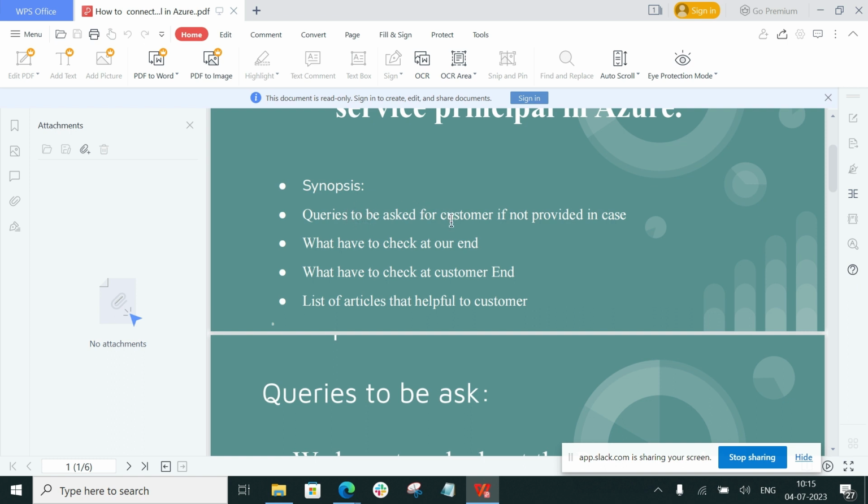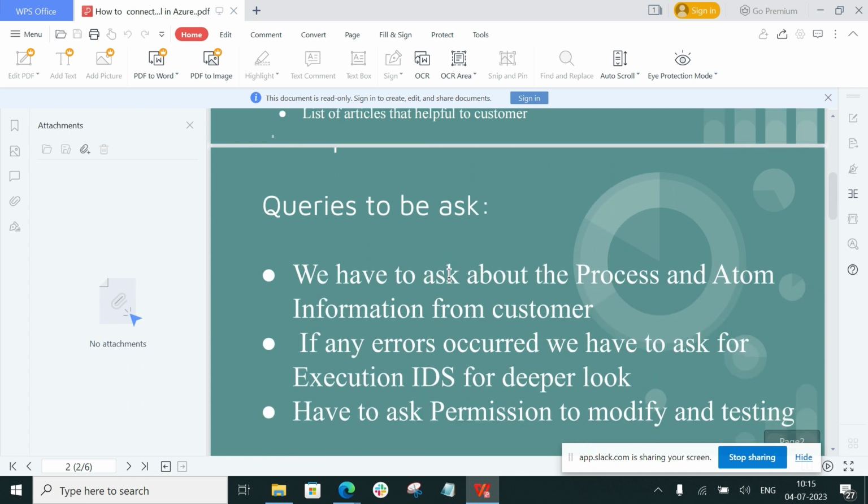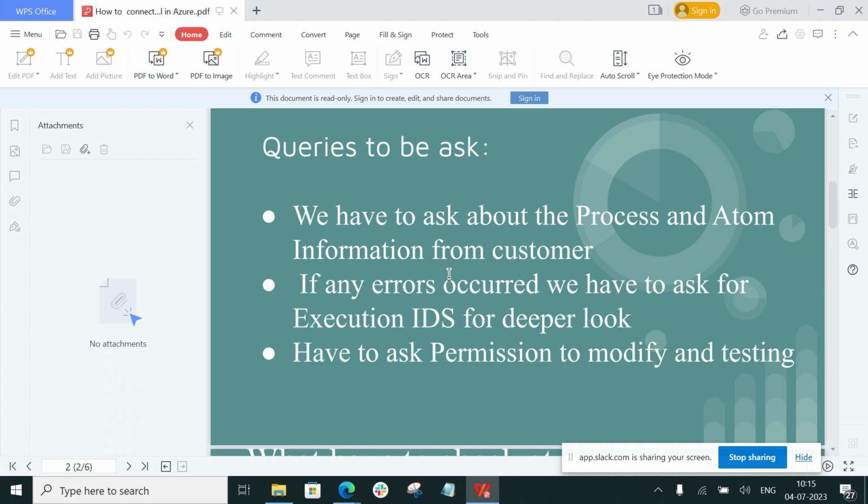First, queries to be asked of the customer if not provided in the case. Next, what we have to check at our end, and next, what we have to check at the customer end. Lastly, a list of articles that are helpful to the customer.